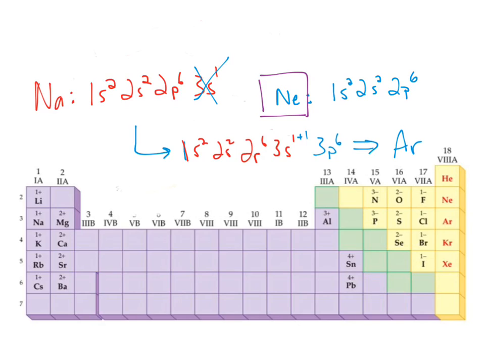Okay. I try to set you up with the background on where these things are coming from. That's the whole point of our electron configurations. That's what we're talking about when we look at isoelectronic. Questions?